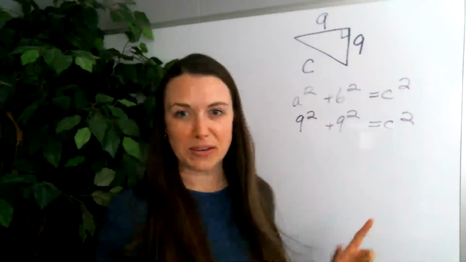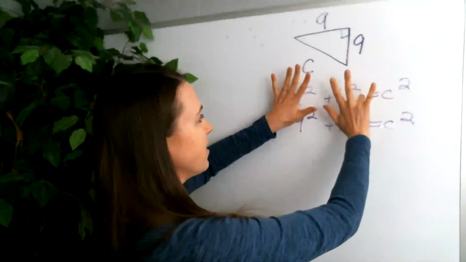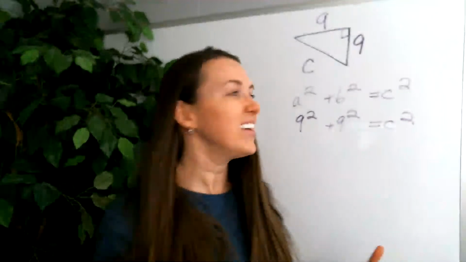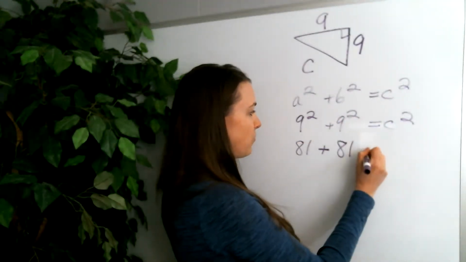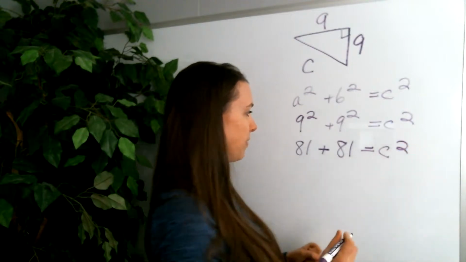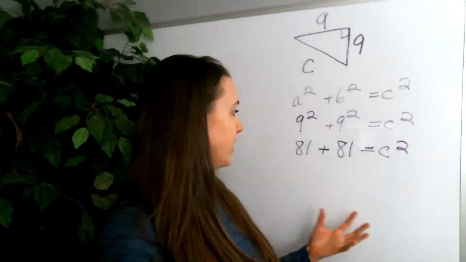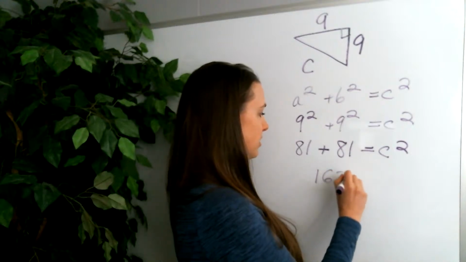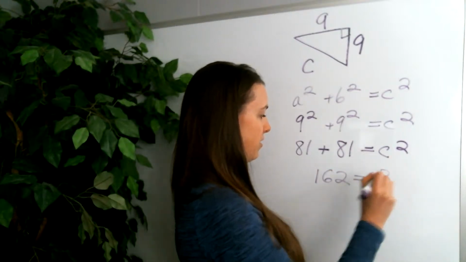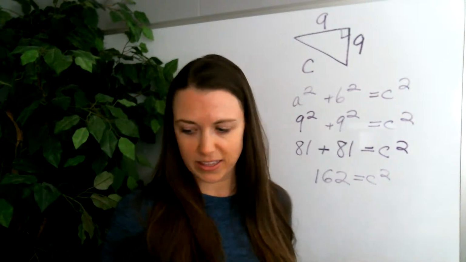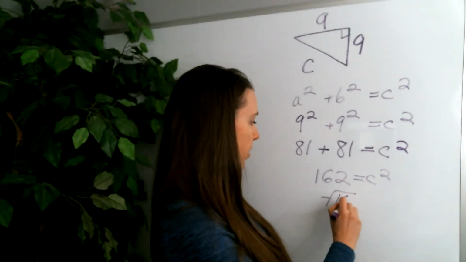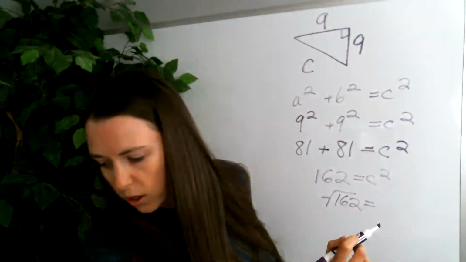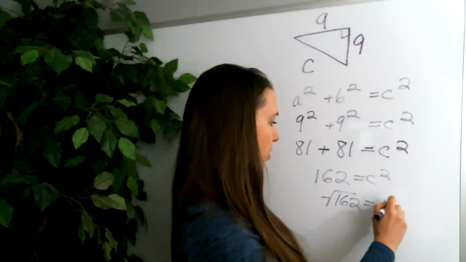All right, so 9 times 9, we just did it. Bring down the 1, and we have 81. Oh dear, there goes my marker. Okay, so 9 squared is 81, plus 81 equals c squared. So I'm going to add them up. 81 plus 81 is 162, equals c squared. And now what do I do? I find the square root, and the square root of 162 is equal to 12.73.